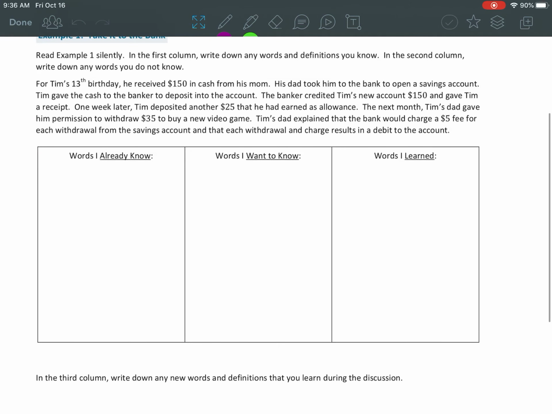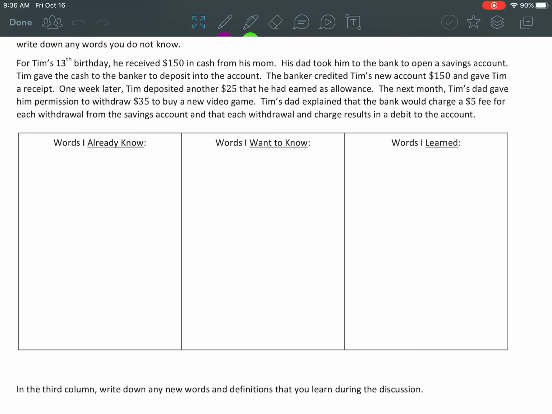So they want us to read this and they want us to write down any words and definitions you know in the first column and any that you do not know in the second column. So what we're going to end up doing is I'm going to read this, I'm going to highlight the words, and then we're going to talk about the words. And you can take notes on your own, but I'm not going to take these notes since this is more of a what you know, what you want to know, and what you learned.